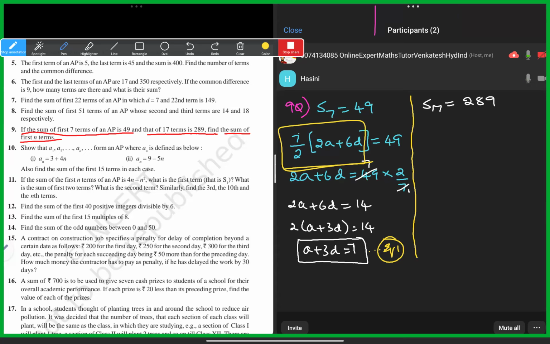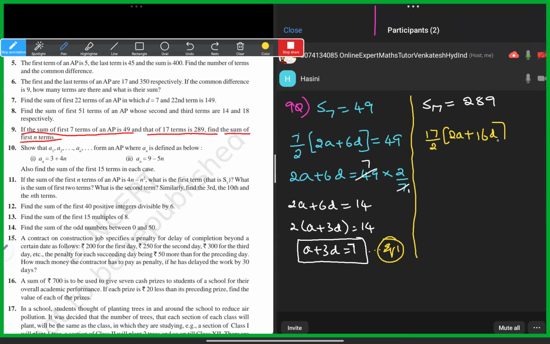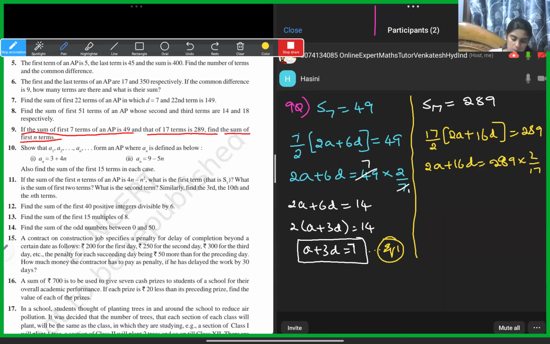Similarly, can you tell the equation for S17? For S7 I wrote 7 by 2 into 2a plus 6d. So S17 is 17 by 2 into 2a plus 16d, since it is 2a plus (n minus 1) into d with n as 16. Taking 17 by 2 to the right side, 2a plus 16d is equal to 289 into 2 by 17.